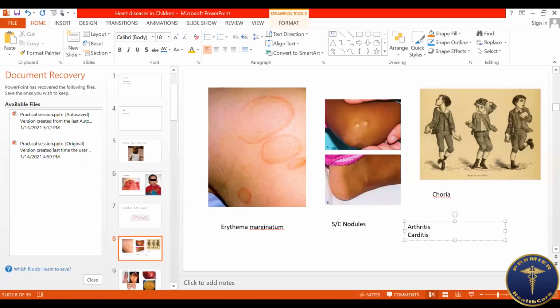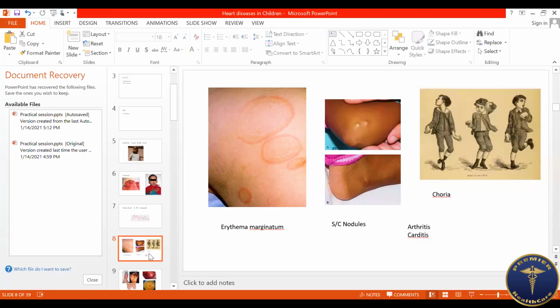Remember, look at this, right? So when you know these 5 features, you are done. What are those? Carditis, arthritis, erythema marginatum, subcutaneous nodules, and chorea. Right? Remember. So those 5 features, if you have those, you know that the child has got rheumatic fever.